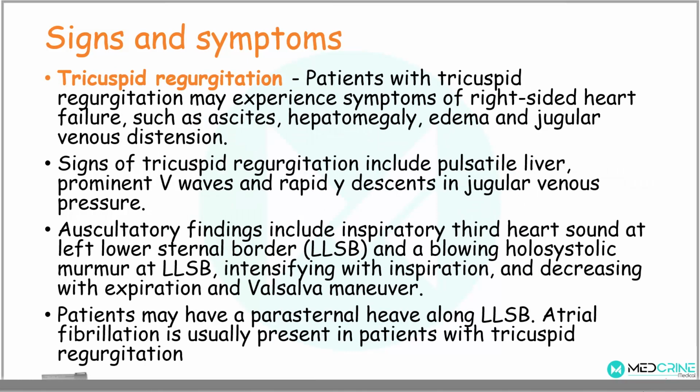Moving to tricuspid regurgitation, these are the patients who will also present with features of right-sided heart failure, for example, ascites, hepatomegaly, edemas, and jugular venous distension.